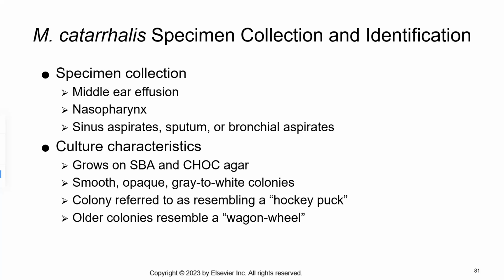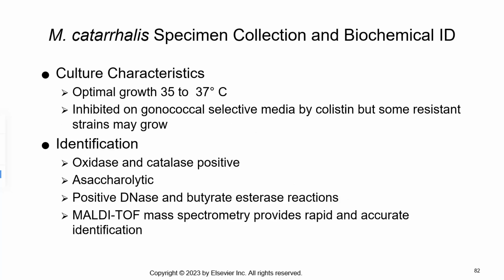Culture characteristics: grows on SBA and chocolate agar, smooth, opaque, gray to white colonies. The colony is referred to as resembling a hockey puck. Other colonies resemble a wagon wheel. Optimal growth is 35 to 37 degrees Celsius. It is inhibited on gonococcal selective media by colistin, but some resistant strains may grow. Identification would be that it's oxidase and catalase positive, asaccharolytic.